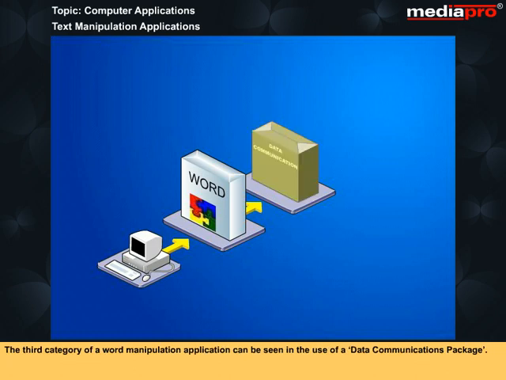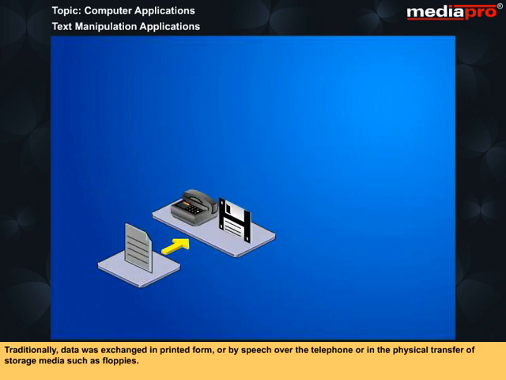The third category of a word manipulation application can be seen in the use of a data communications package. Traditionally, data was exchanged in printed form or by speech over the telephone or in the physical transfer of storage media such as floppies.